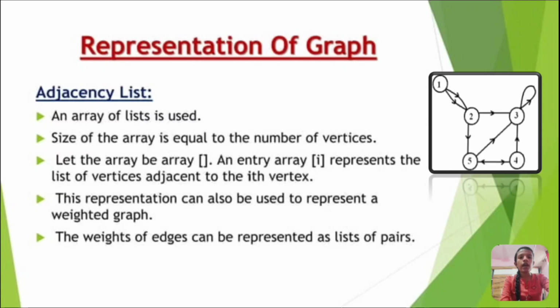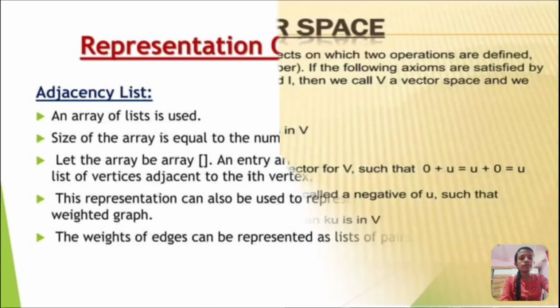Adjacency list. An array of lists is used. Size of array is equal to the number of vertices. Let the array be array[]. Entry array[i] represents the list of vertices adjacent to the ith vertex. This representation can also be used to represent a weighted graph. The weights of edges can be represented as list of pairs.